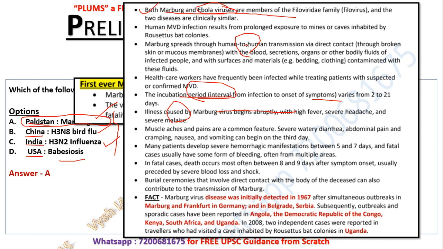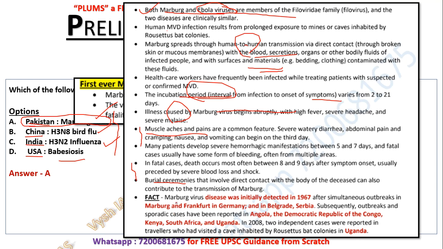It spreads from human to human by direct contact, through body parts, blood, fluids, and by touching common surfaces and materials. So it spreads the usual way viruses spread. You will get muscle ache, and other symptoms are given here, like vomiting or whatever problems you get. In fatal cases, death occurs in 8 to 9 days, and the burial ceremonies will be done like with COVID, how they did it, else it will spread again.